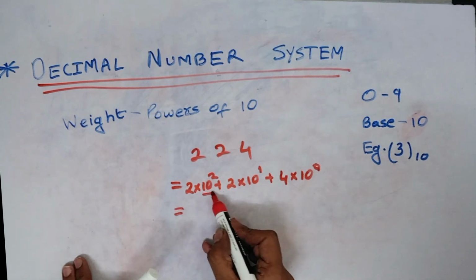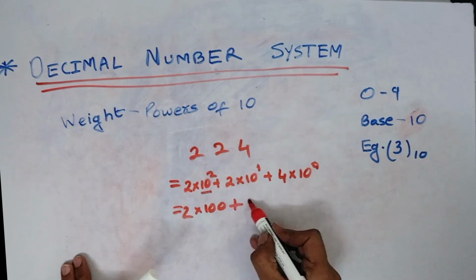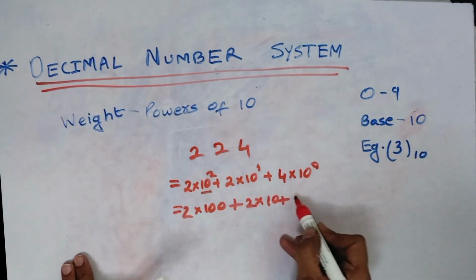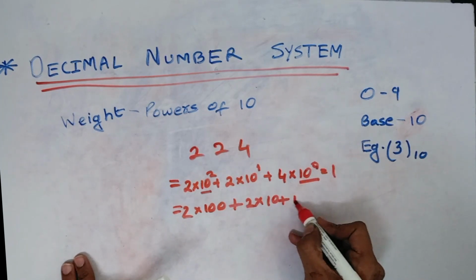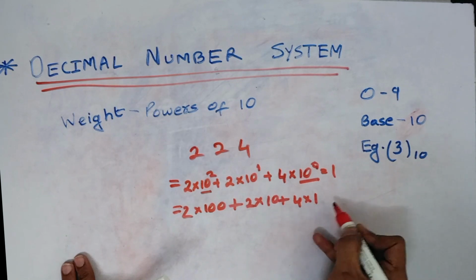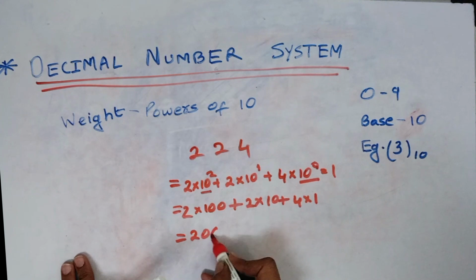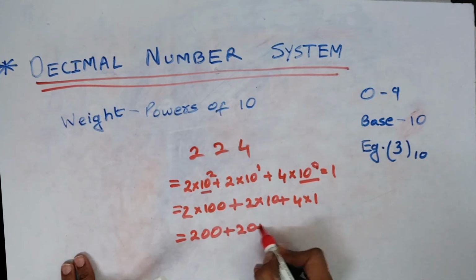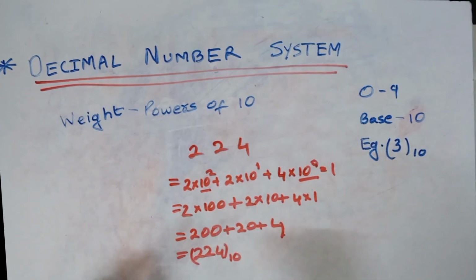So 10 raised to 2 is nothing but 100 into 2, plus 2 into 10, plus, like I said earlier, 10 raised to 0 is nothing but 1. So you can write 4 into 1. Now simply let us solve this. First multiplication: 200 plus 20 plus 4. If we simply add it, we get 224. So I hope you understand how we can represent any decimal number in the form of the powers of 10.